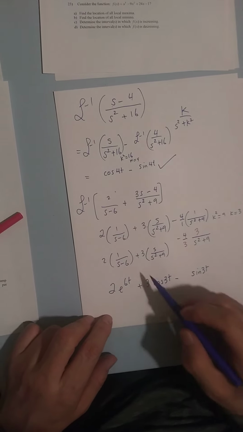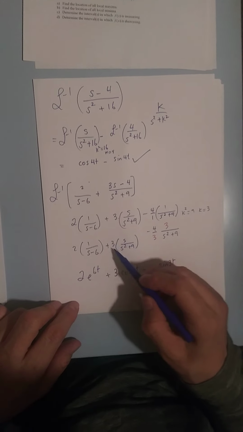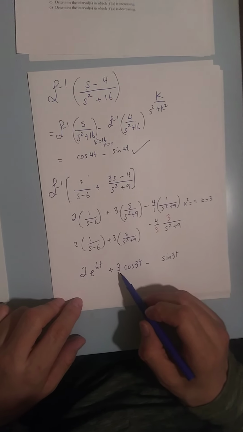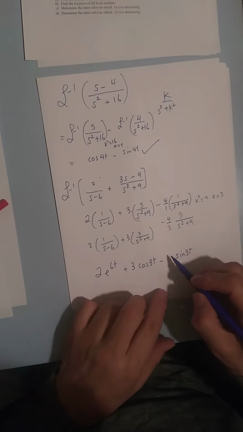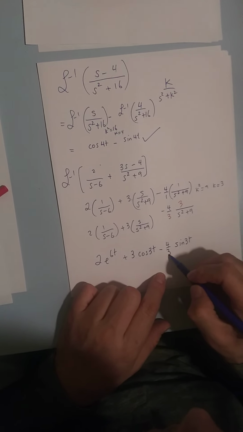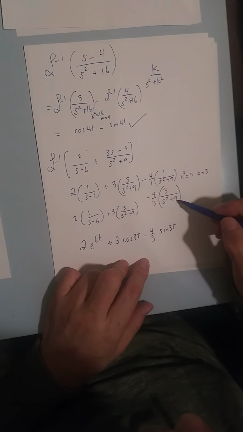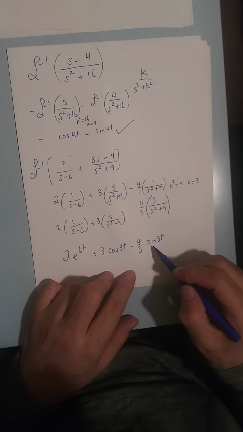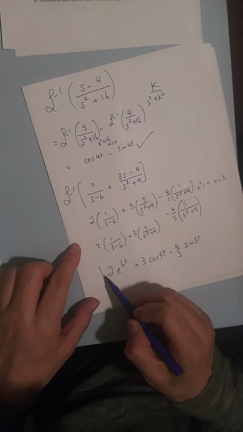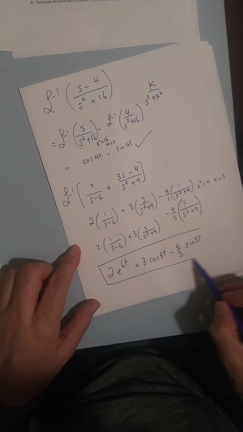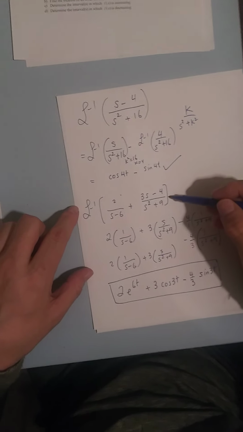So we're done with that part. Plus 3. This is the form for the cosine of 3t. So 3 cos 3t. And then this one here would be minus 4/3 times this part here would be sine, because you have k squared here and you have k here. So this would be sine 3t. And this whole thing is the inverse transform of the given transform.